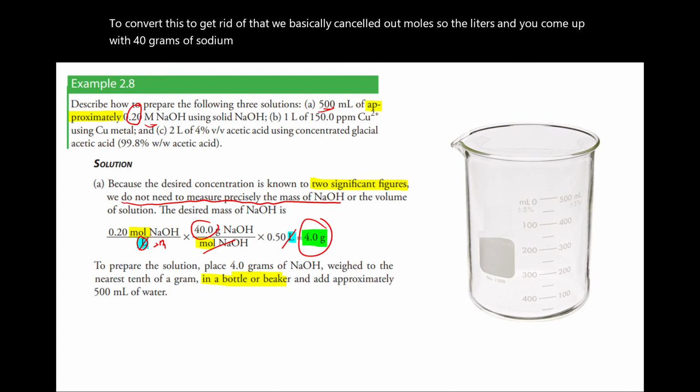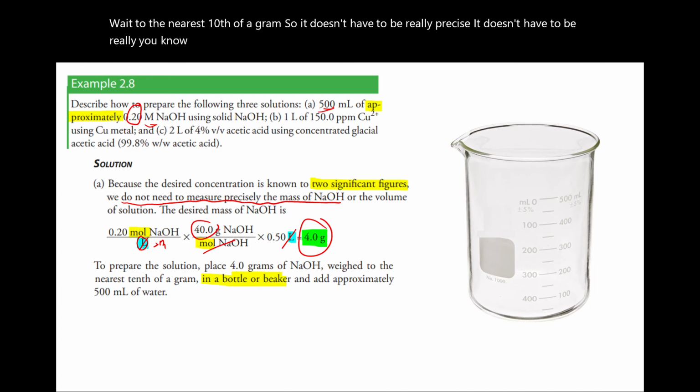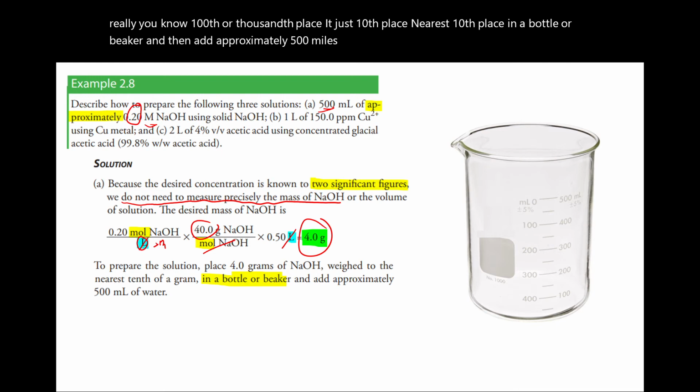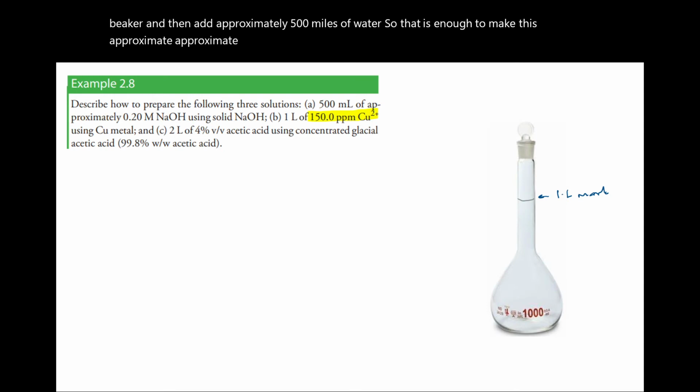So to prepare the solution, we place 4 grams of sodium hydroxide, weighed to the nearest tenth of a gram. It doesn't have to be really precise, not to the hundredth or thousandth place, just the nearest tenth, in a bottle or beaker, and then add approximately 500 ml of water. That is enough to make this approximate solution.